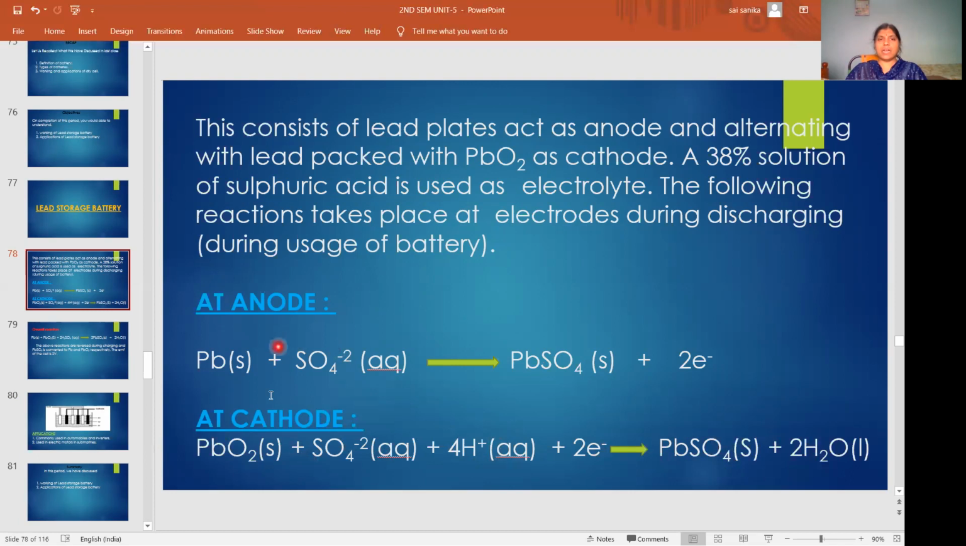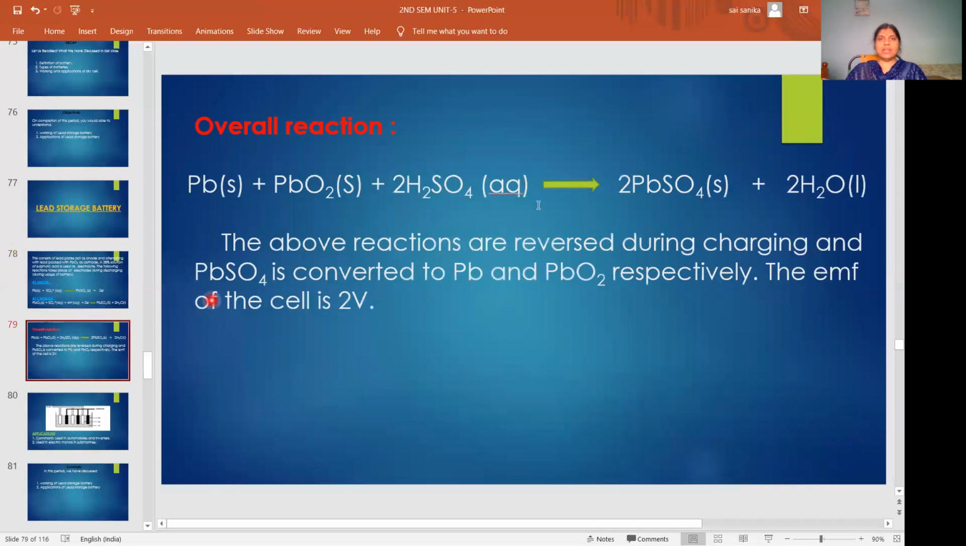If you combine these two reactions, you get the overall reaction, the net reaction of the cell. Pb plus PbO2 plus 2 sulfate ions and 4 H plus, that means 2 moles of H2SO4, reacting, gives 2 moles of PbSO4 and 2 moles of water. This is the overall reaction. These are the reactions taking place during the usage of the battery.